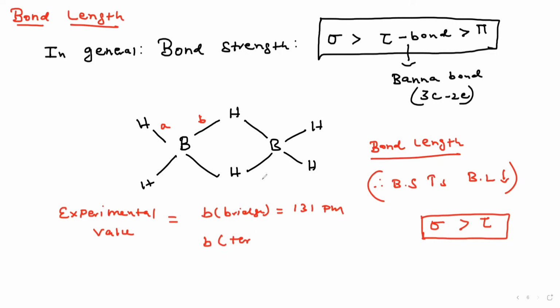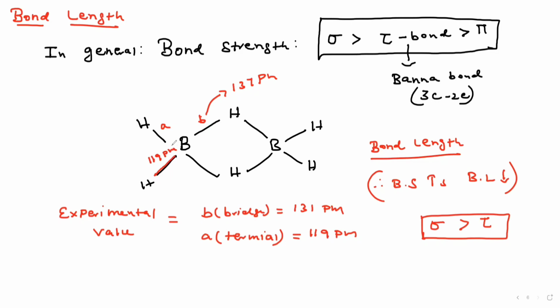This is A. A is a terminal. Please note. Now this is A. This is the terminal bond, nothing but around 119 picometer. Understand? Therefore, this bond angle is nothing but, B, 137 picometer. And this bond angle is nothing but 119 picometer.